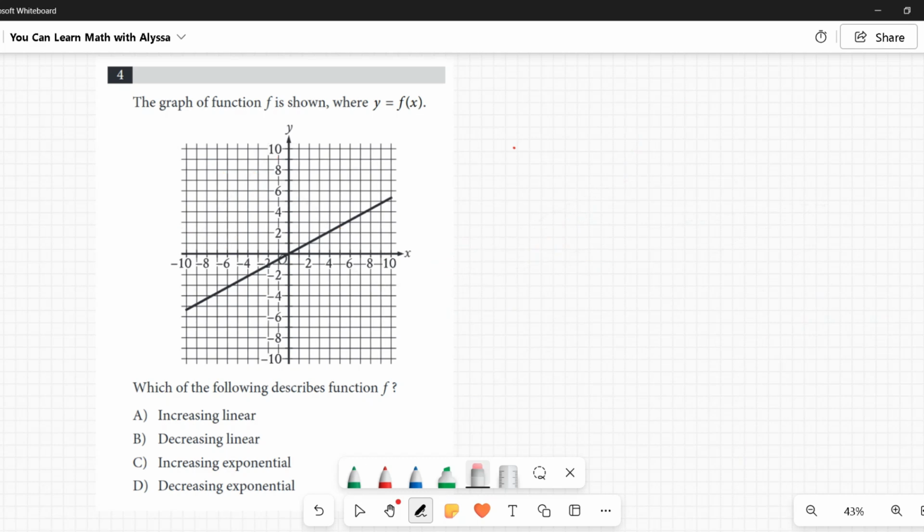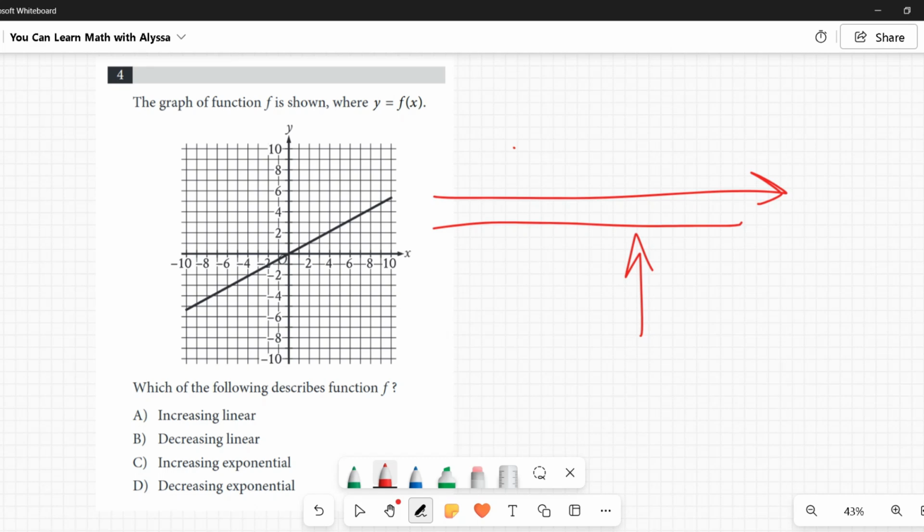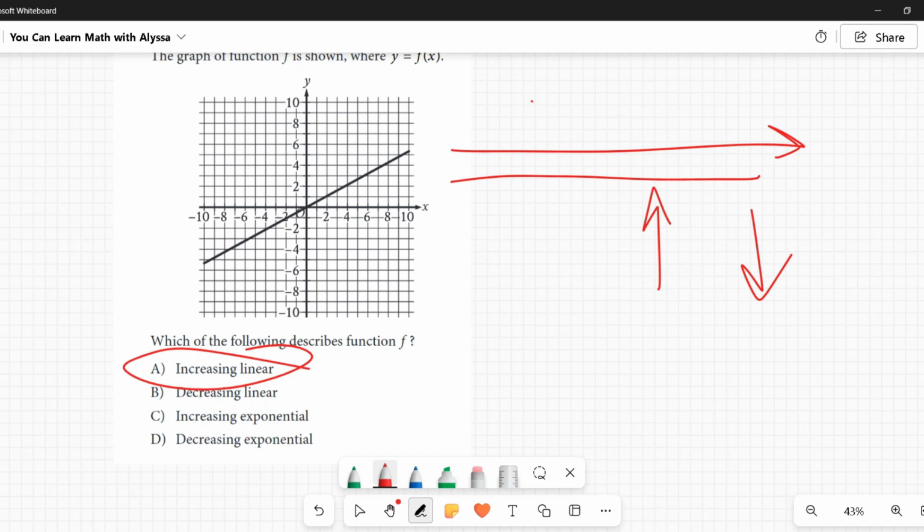So don't memorize that if it's like this, then that means that is an increasing exponential. I'm not going to memorize that phrase for that drawing. No, all you have to learn is from left to right, is the function going up? It's increasing. Is it going down? It's decreasing, which means that our answer is it's an increasing linear. It's going up going from left to right. It's a line. It is A.